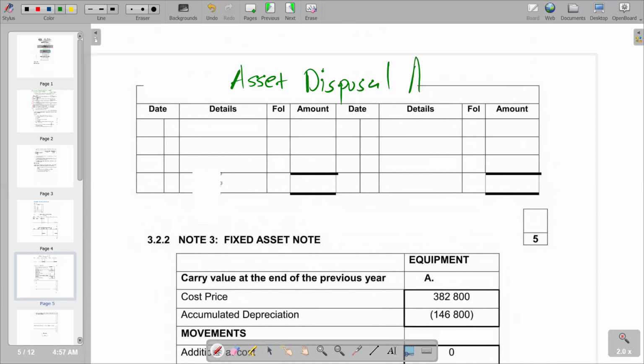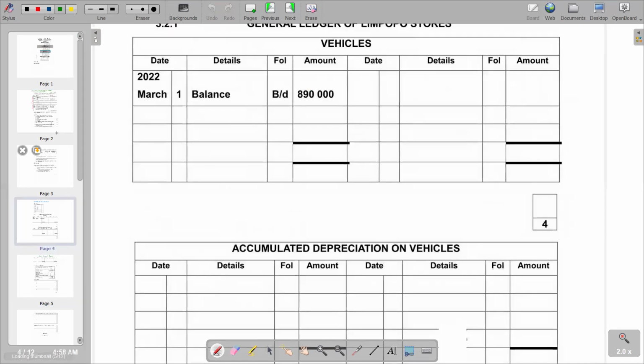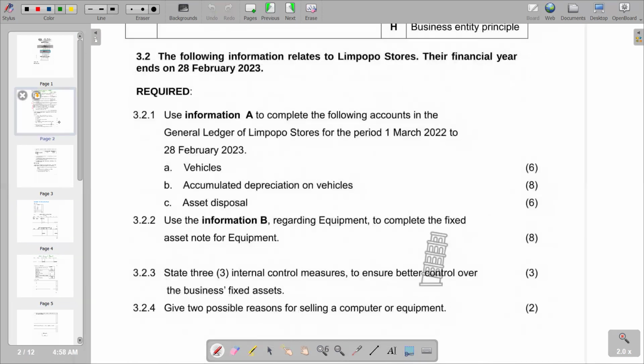So basically, that's what we have. We are just going to use those accounts to enter part A, part B, and part C. We are also using information A, which is very important. Take note of the period, which is 1 March 2022 to 28 February 2023. That's our financial year, so we can take note of that.